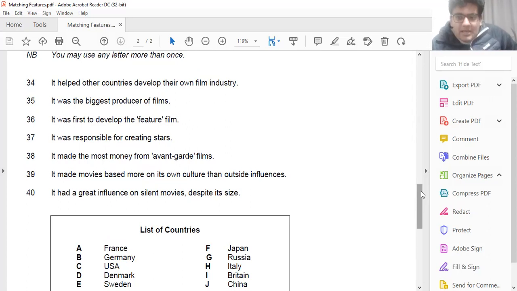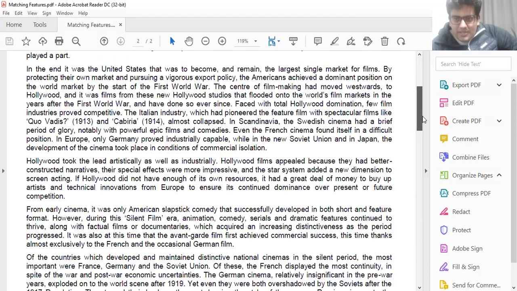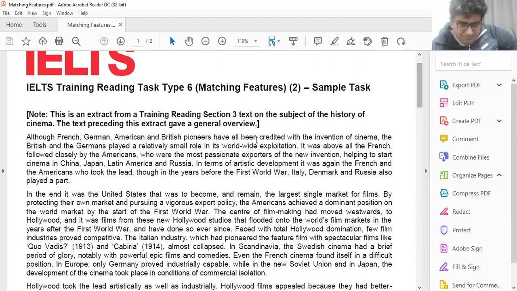Now, one more thing, if you recall the previous presentation, all these answers in the case of matching features, they will come in chronological order. Okay, 1, 2, 3, 4. So let's look in that sequence. So it helped other countries develop their own film industry. So let's look over here. All the French, German, American, and British pioneers have all been credited.